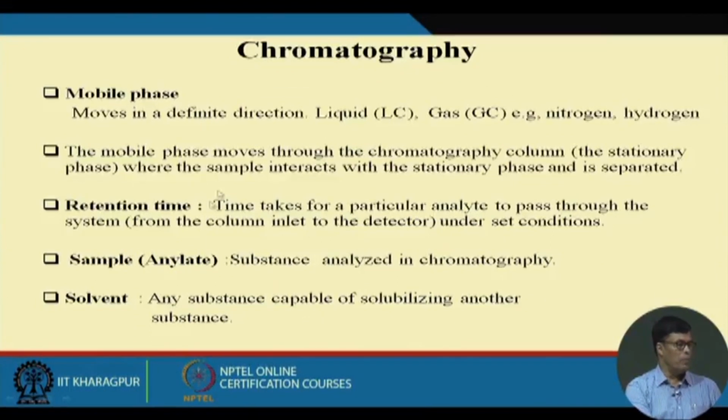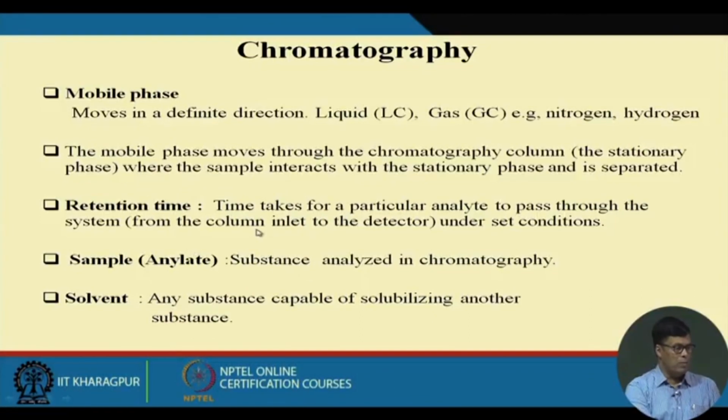Now, we have the mobile phase. As I told you, for mobile phase we have liquid and we have gas. For gas we use nitrogen, hydrogen, or helium. The mobile phase moves through the chromatography column, the stationary phase, where the samples interact with the stationary phase and are separated.